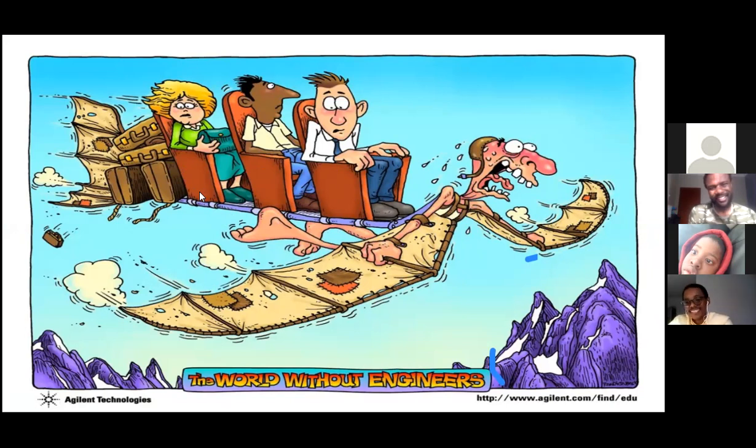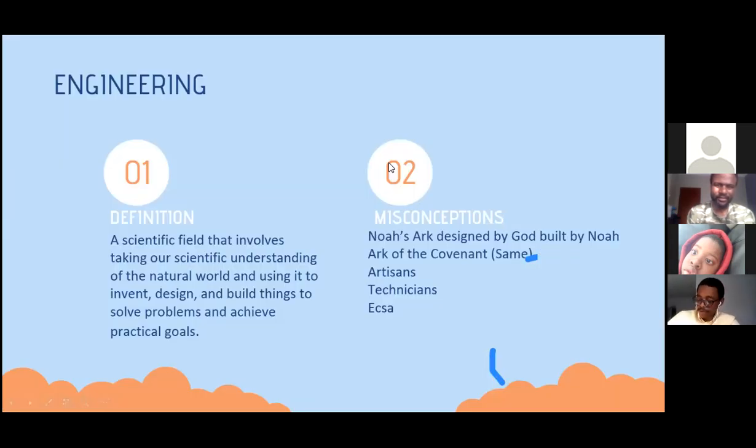So to avoid things like this, engineers decide to design aircraft. Okay. Before I continue, though, I also want to give you a definition of engineering. What will I mean when I speak about engineering? The definition of engineering, a basic one, is the scientific field that involves taking our scientific understanding of the natural world and using it to invent, design, and build things to solve problems and achieve practical goals.